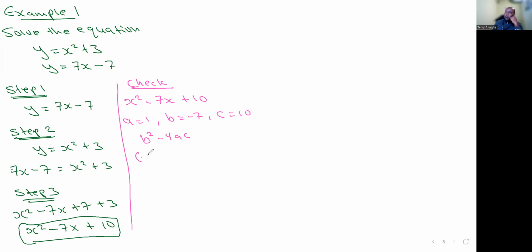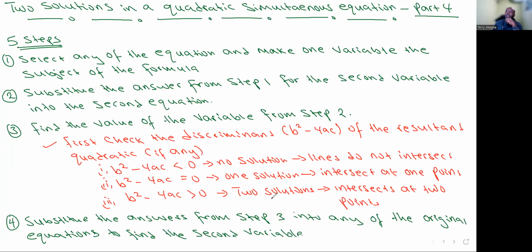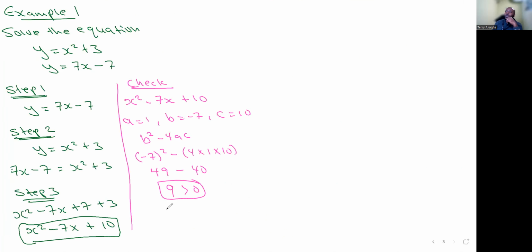So b is going to be minus 7 all squared minus 4 times 1 times 10. This is going to give us 49 minus 40, which gives us 9. And you can see 9 is greater than 0, right? Because 9 is greater than 0, what does that mean? It's going to give us two solutions, and they'll intersect at 2 points. So that means, therefore, we are going to have two solutions, all right?